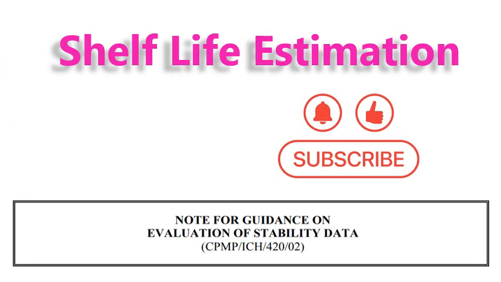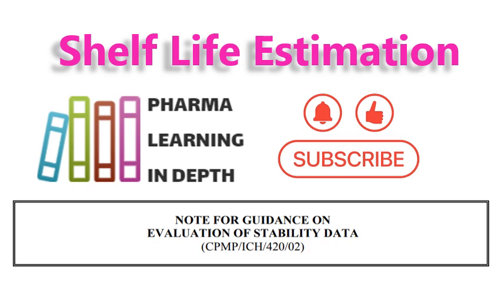So this is regarding the shelf life estimation and stability data evaluation. The reference I have taken mainly from the evaluation of stability data, CPMP ICH guideline. Also I have studied the US FDA requirements, and based on that I have made this video. As the formulation is required to be stable, for generic formulations the stability should be equivalent or better than the reference product. So always we have to understand the stability requirements.